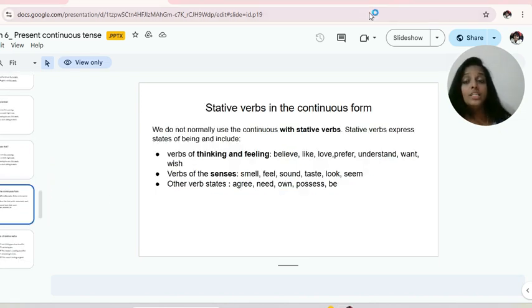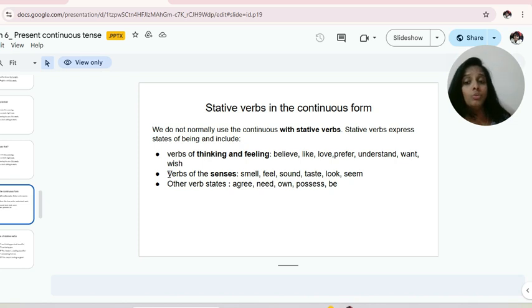Let's see stative verbs. What do you mean by stative verbs? Here's something important to note. While the present continuous is widely used for ongoing actions, it is not typically used with stative verbs. So, what do you mean by stative verbs? Stative verbs express the states of being, not actions. So, they include verbs of thinking and feeling like believe, like, love, prefer, understand, want, wish.